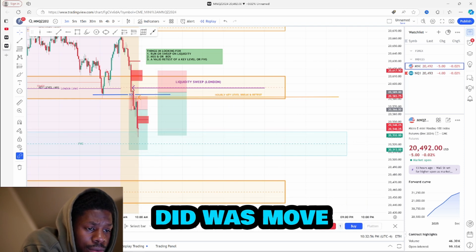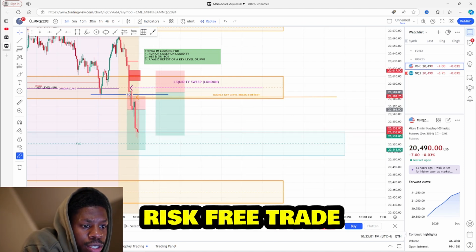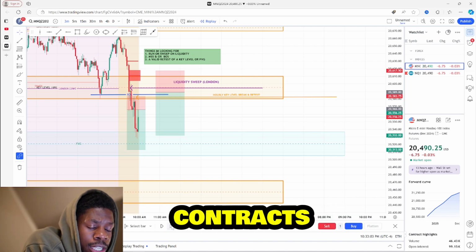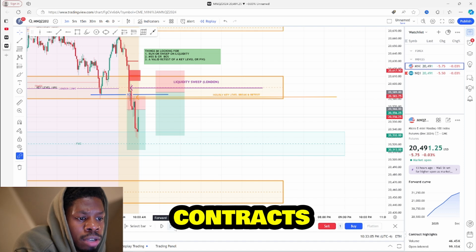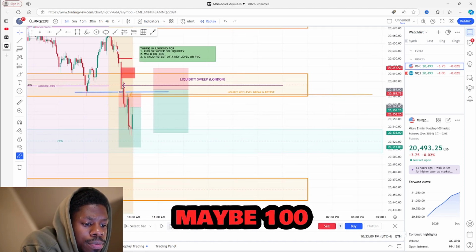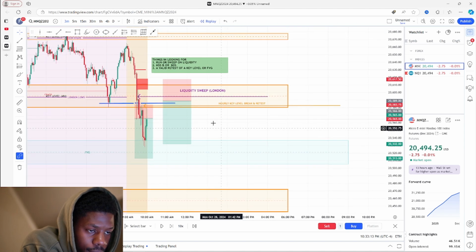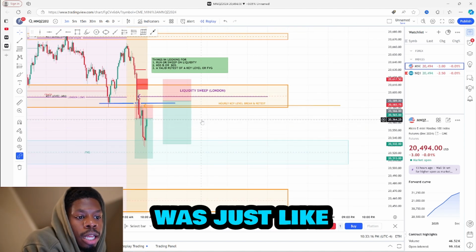So what I did was move my stops to break even, and I just was like, it's going to be a risk-free trade. I should have probably closed a little bit of contracts. I think I did close like 3 or 4 contracts, and it came back up and hit my break even, because I was in profit, like maybe 100. So after this trade went to break even, I immediately was just like on tilt.